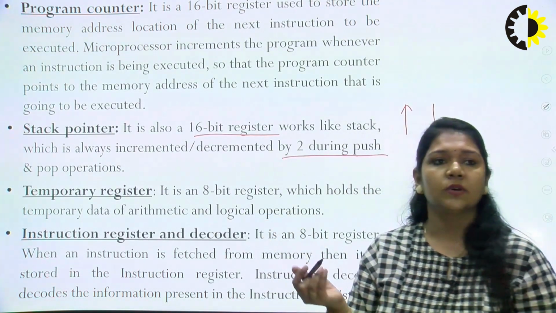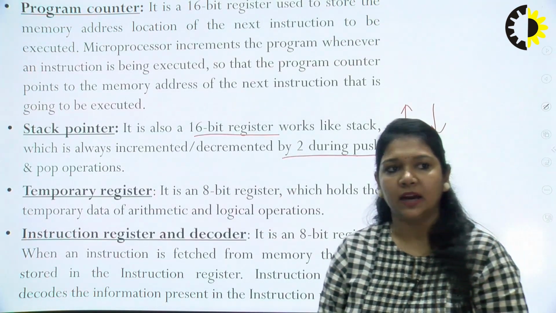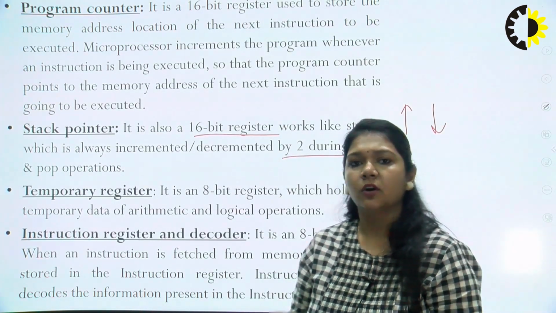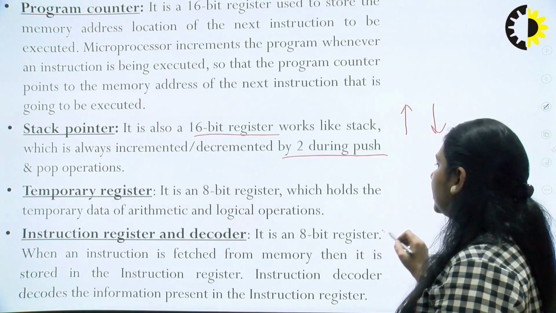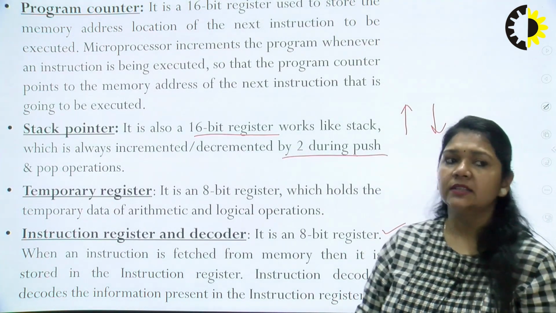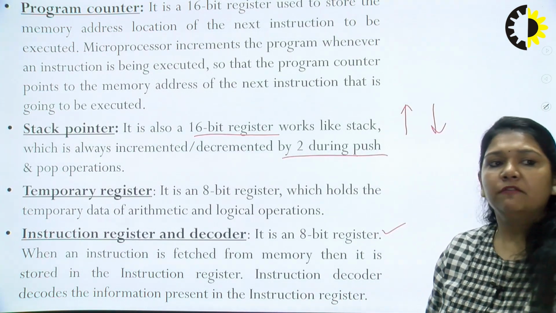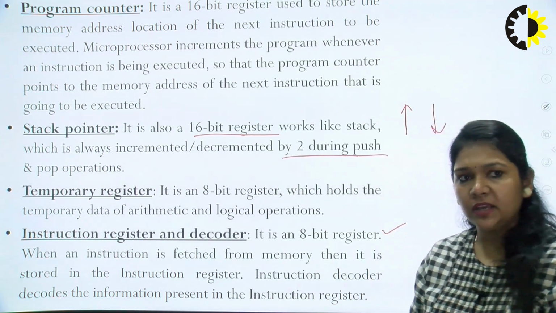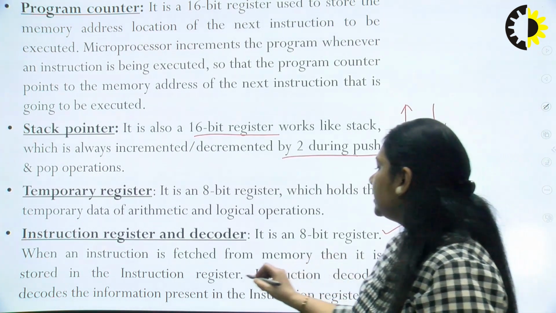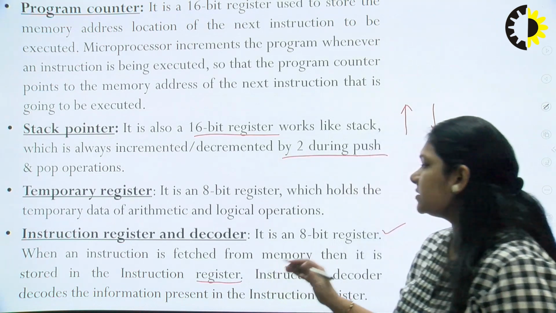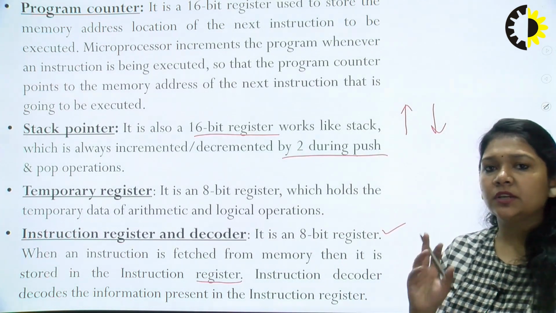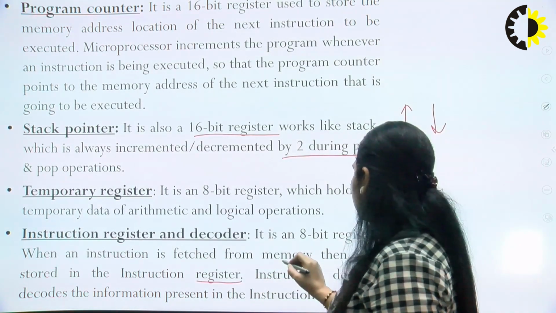The temporary register is also an 8-bit register which holds the temporary data of arithmetic and logic operations. Next is our instruction decoder and instruction register. It is also an 8-bit register. When an instruction is fetched from the memory, it is stored in the instruction register. The instruction register will just keep that instruction stored in it.